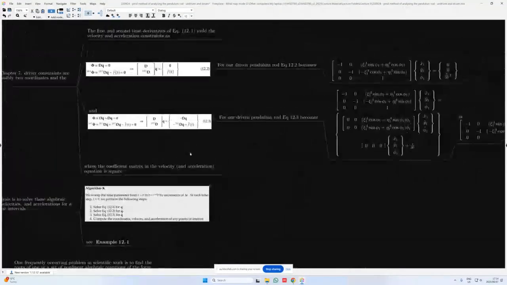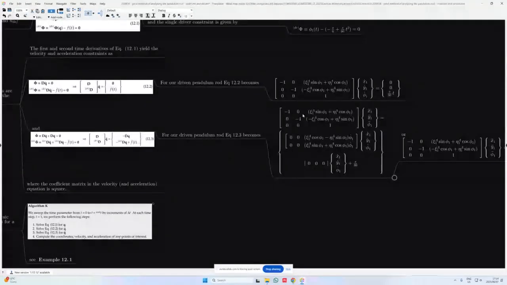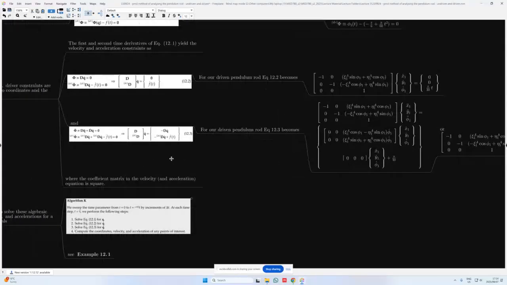Right, and the coefficient matrix in the velocity and the acceleration equation is square. This is better realized from this elaborate scheme that we have over here with regards to equation 12.3, specifically for the driven pendulum rod. What you'll notice is the number of rows and the number of columns match up. So we have a 3 by 3 coefficient matrix in this case. Just take note of that as well.